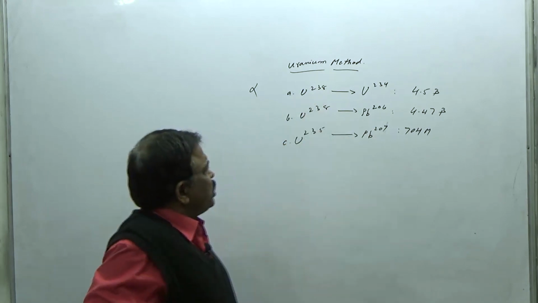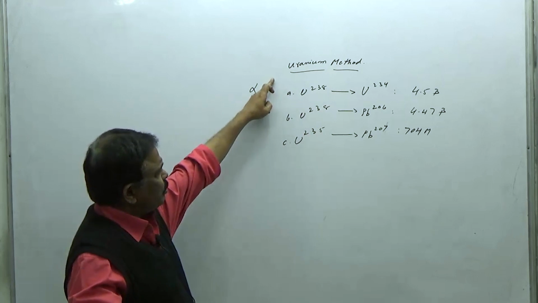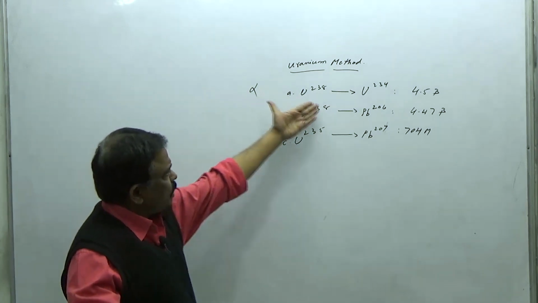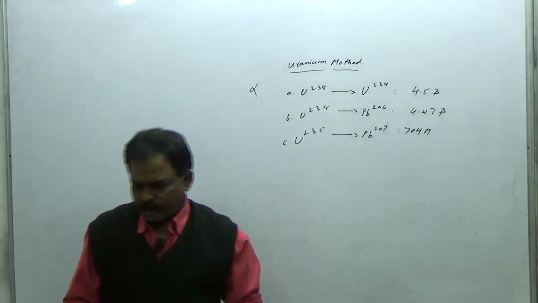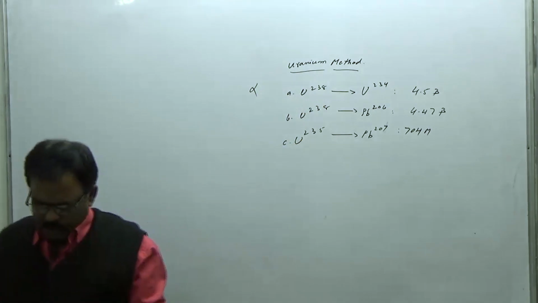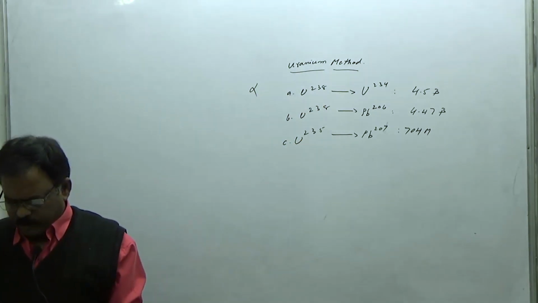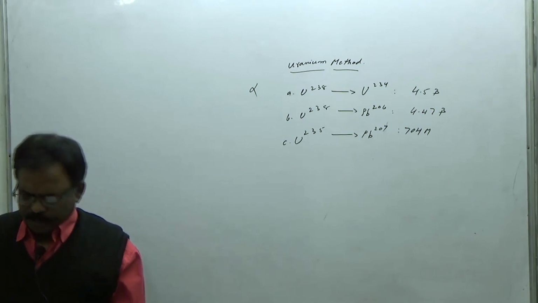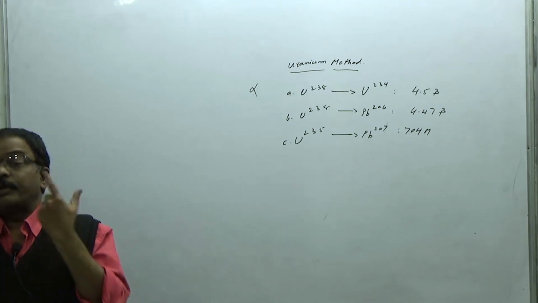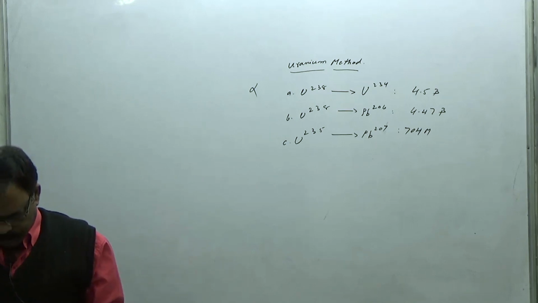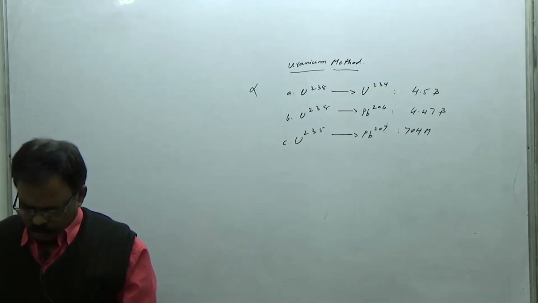So these are the half-lives. This uranium method is useful to analyze the human activities in the caves, and even useful to analyze the age of fossils and monuments also, if any are available in the caves. That only.